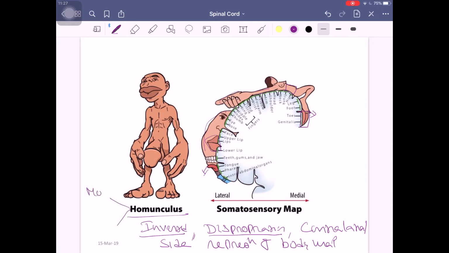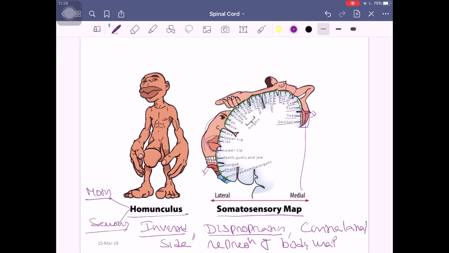Now these homunculi are of two types. One is what we call the motor homunculus, that will be for your descending pathway. The other is for your sensory. So what I am showing you here is a somatosensory homunculus map. If you go medial to lateral, the entire body is represented here. You can see genitalia, toes, foot, leg, hip, trunk, neck, head, shoulder, arm, elbow. Everything is there all the way till your pharynx.